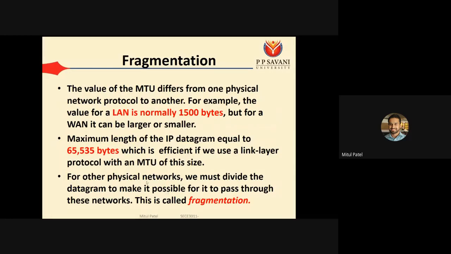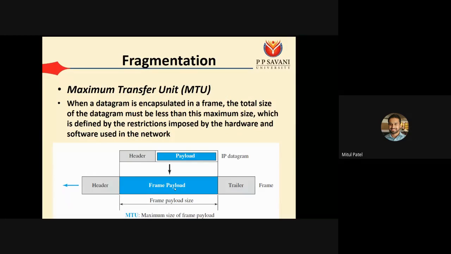So for other physical networks, we must divide the datagram to make it possible for it to pass through this network, and this is called fragmentation. So જ્યારે frame payload આપણો 65535 કરતા ઓછો હોય, કે જે આપણો frame payload ની size 65535 કરતા ઓછી હોય, at that time we need to divide this IP datagram into various fragments. Each fragment is added into the frame payload. So this process is known as fragmentation.